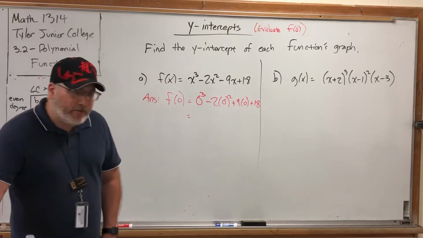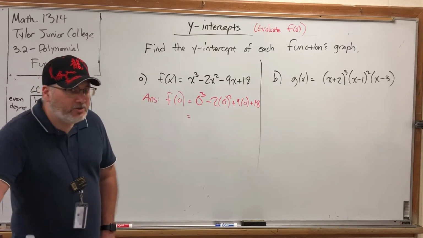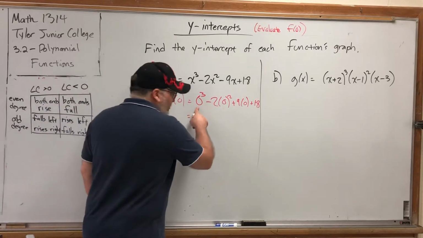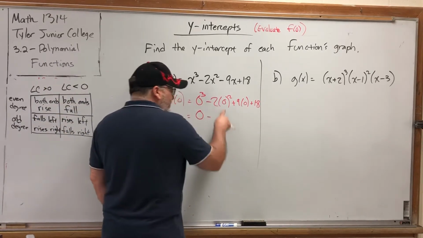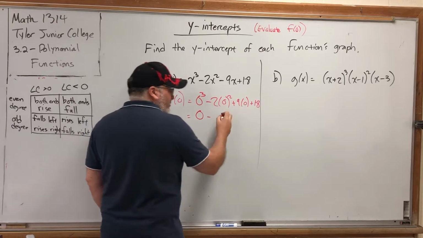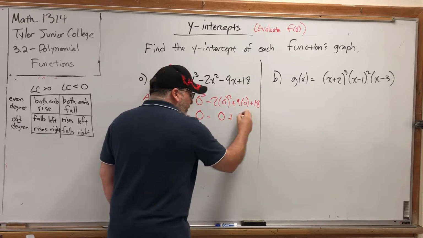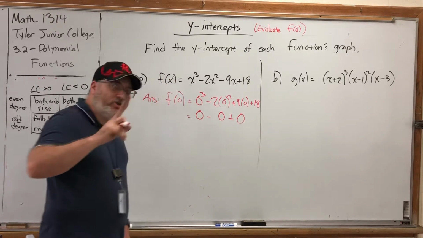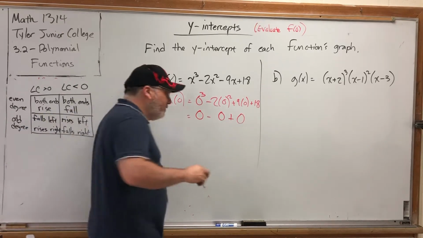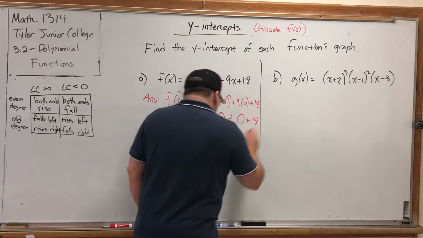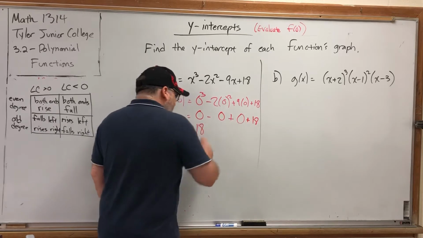Multiplicatively, 0 annihilates anything it touches. Since this is 0 times itself 3 times, that's 0. Since this is a multiplication problem involving 0, that's 0. Same thing here. In fact, the only thing the 0 didn't touch multiplicatively is the plus 18. So everything's gone except the 18.